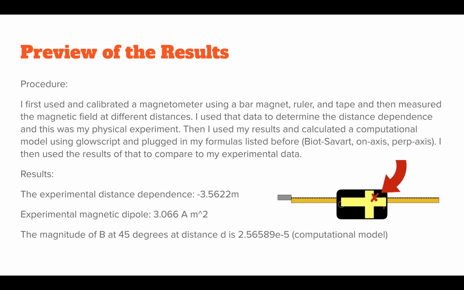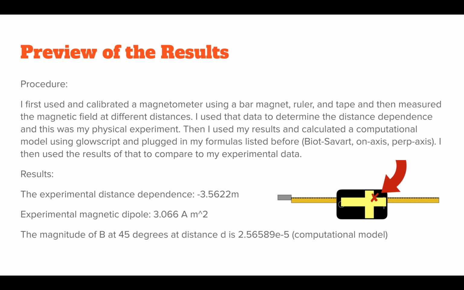For the preview of our results and also the procedure, I first used and calibrated a magnetometer, using a bar magnet, ruler, and tape, as seen in this image right here, and then I measured the magnetic field at different distances. This will be in our experimental model. I used that data to determine the distance dependence, and this was my physical experiment. Then I used my result and calculated a computational model using GlowScript and plugged in my formulas listed before, such as the Biot-Savart, on-axis, and perp-axis. I then use the results of that to compare to my experimental data.